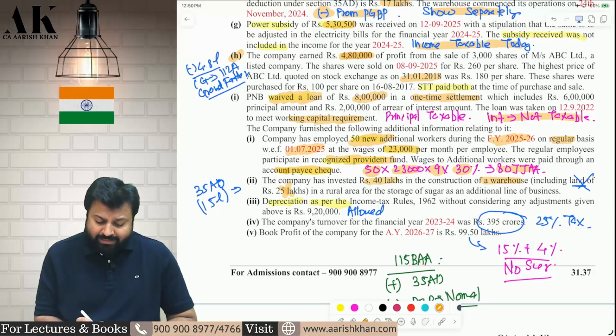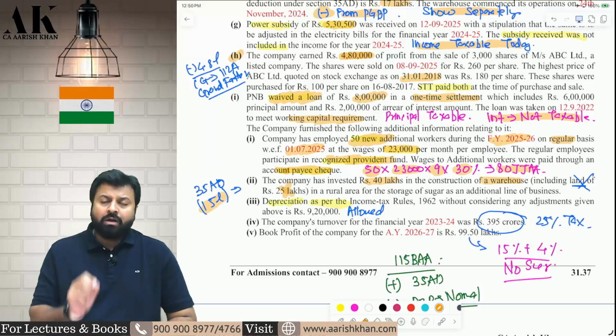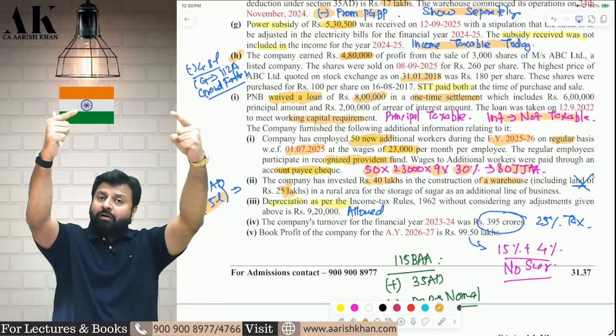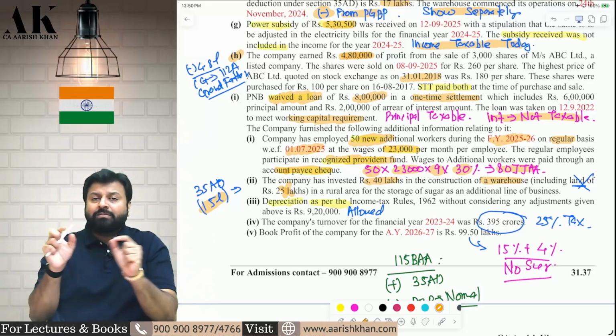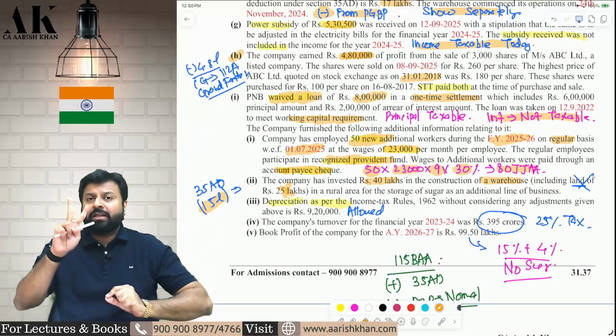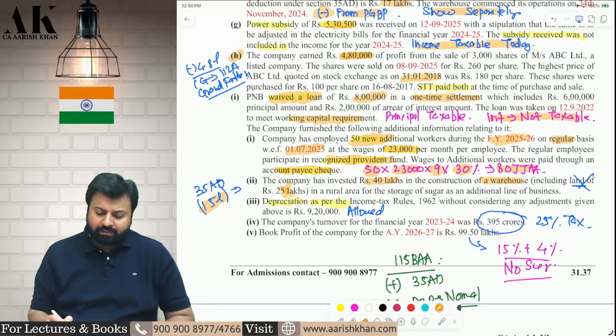Out of that, 25 lakh is land. Therefore, 15 lakh rupees will be allowed as deduction under 35AD. So, under 35AD, what will be your income? You have already shown 17 lakh as a profit. From that, 15 lakh rupees you will claim as a deduction. Therefore, 2 lakh rupees will be taxable profit under 35AD.